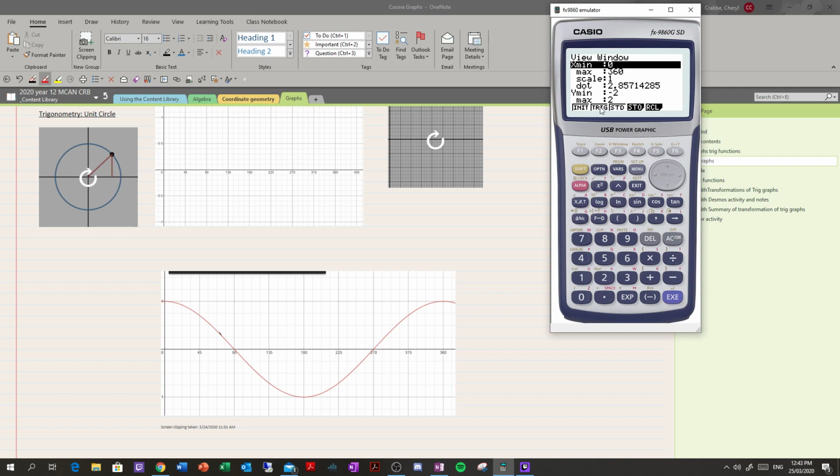So you can use the trig function, but I would set up your window to look something like this initially, and just have a play with that. If I want to do cosine instead of sine, cosine x, draw. Yeah. And then again, you can go to your G-Solve and you can find all your x-intercepts. There's only 2 in this one.